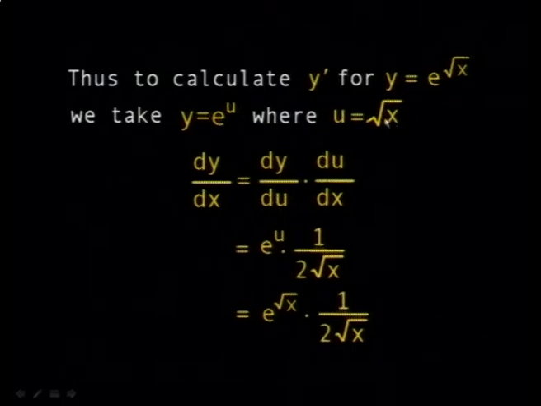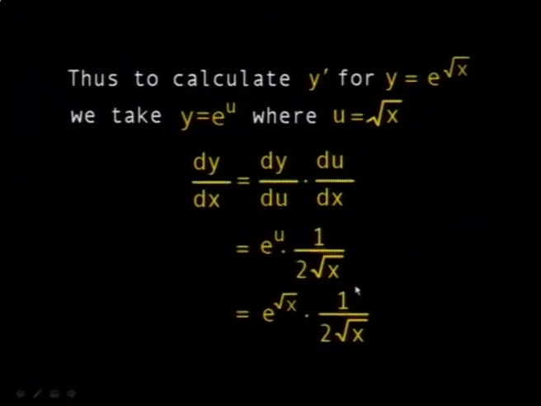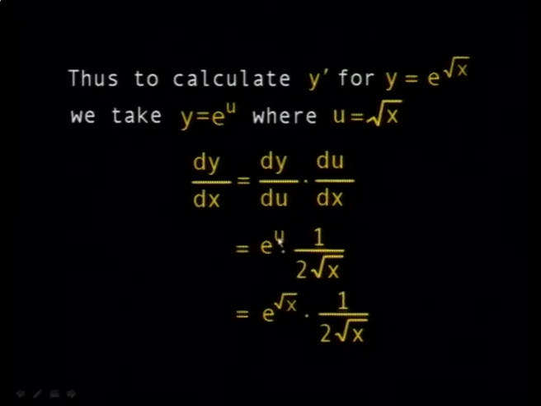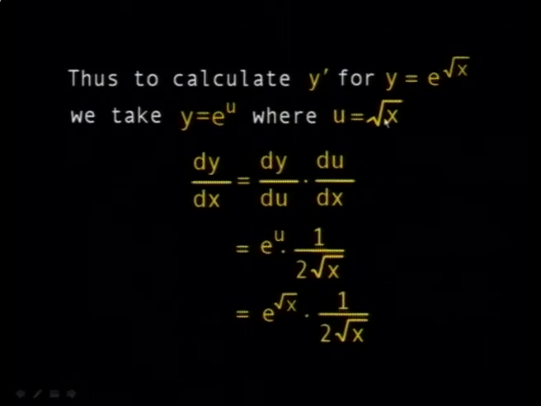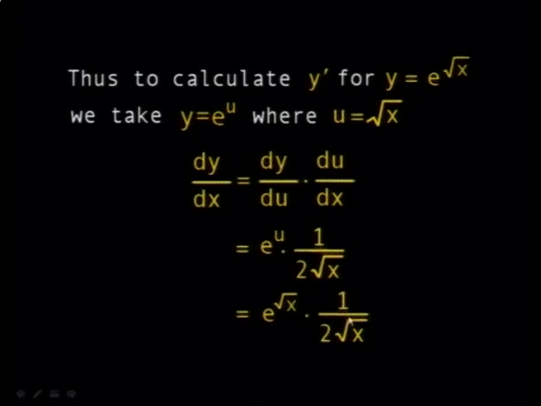But du by dx, you have it, is equal to what? x to the power half, half x to the power minus half, which is 1 over 2 square root of x. While dy by du, you have y is equal to e to the power u, so dy by du, the exponential derivative is the same function, e to the power u. Now here, either you leave it this way, or you can go back and substitute u is equal to square root of x, and you finally obtain e to the power square root of x divided by 2 square root of x.